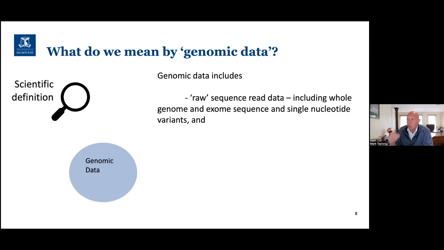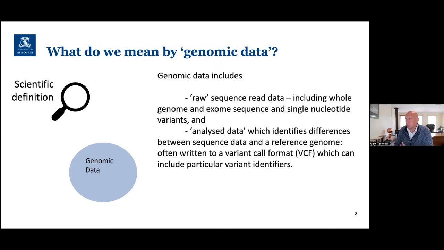But within the paper, we try to be clear that for our purposes, genomic data is going to include what might be described as raw or sequence read data, including whole genome and exome sequence, single nucleotide variants, polymorphisms, and analyzed data, which is that sequence data with some form of analysis attached, which might identify particular differences between that sequence data and a reference genome, maybe written in variant call format, might include particular kinds of variant identifiers. It's not just sequence data, it's sequence data that's been through a stage of interpretation, has been analyzed, its significance is being described in some particular ways. It's analyzed data, but it's still genomic data, we're saying within the paper.